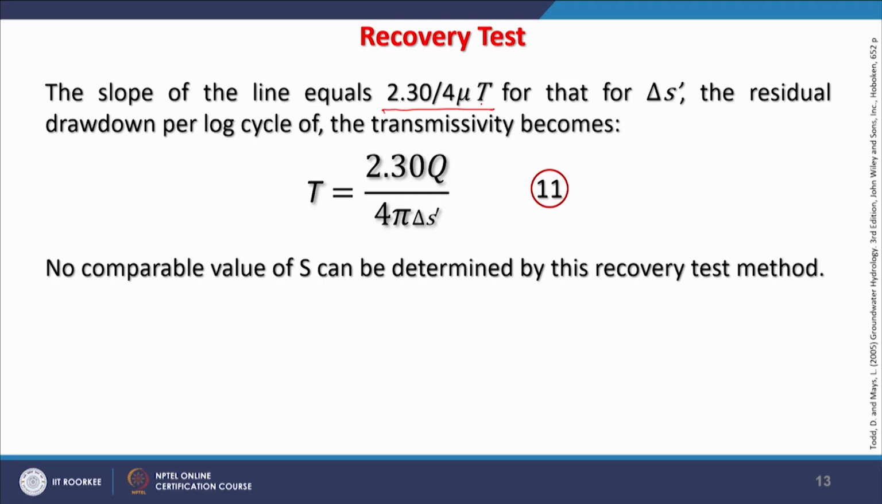So, the slope of the line would be equal to 2.3 Q divided by 4 pi T, which is delta s', the residual drawdown per log cycle. The transmissibility becomes T = 2.3 Q upon 4 pi delta s'. So, the transmissibility can be determined by this recovery method.